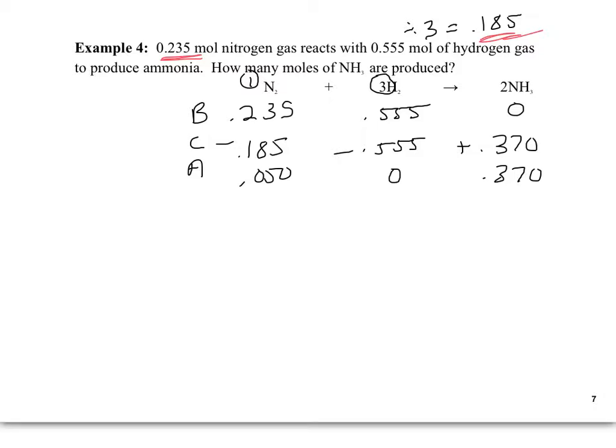That makes the hydrogen the limiting reactant, and then that's the number that we use along with stoichiometry to figure out how much excess reactant reacts and how much product is produced. And that is the question. So for how many moles of ammonia are produced, 0.370 moles are produced, and that's our final answer.